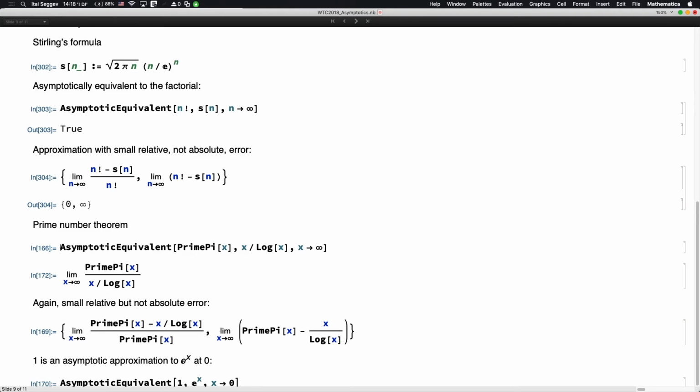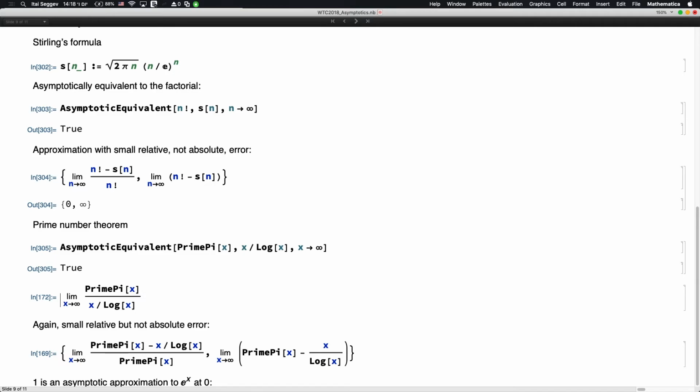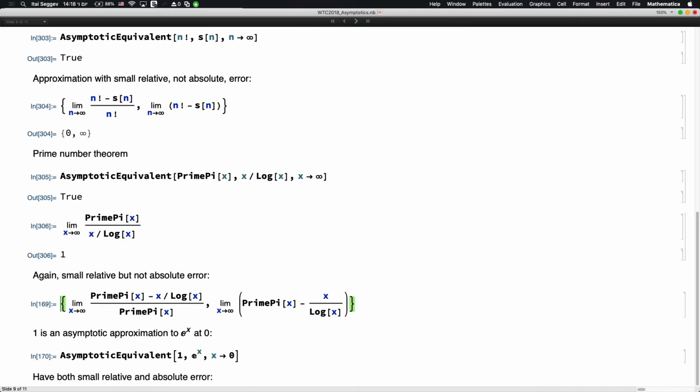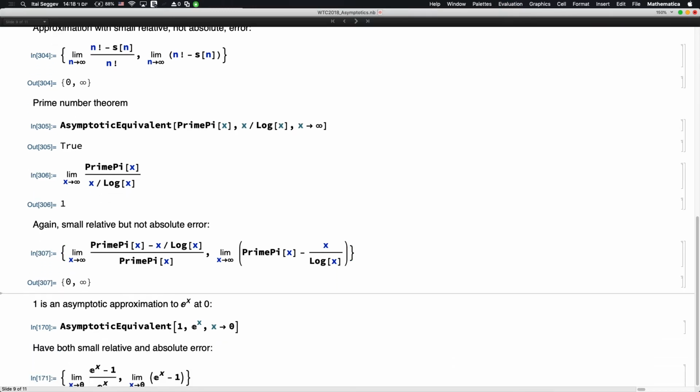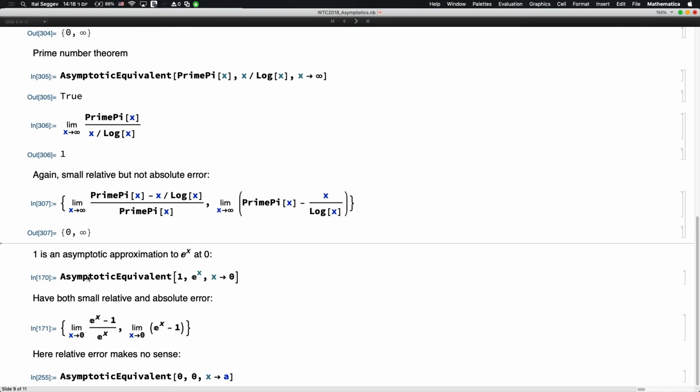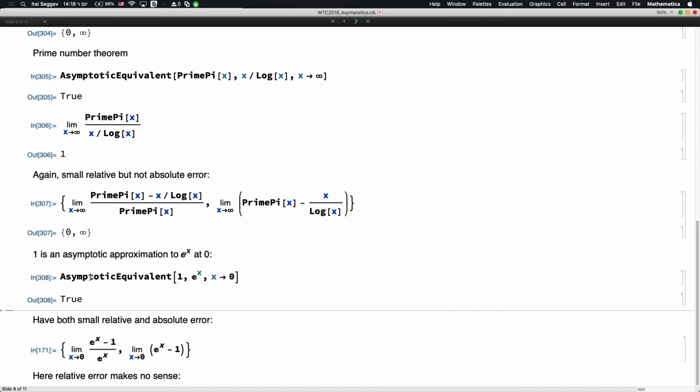So, examples. One of, I think, the two canonical examples is Stirling's formula for the factorial function. The square root of 2πn times (n over e) to the n is asymptotically equivalent to the factorial function. It is approximating with small relative, not absolute, error. In fact, if you calculate the absolute error, it blows up as n goes to infinity.